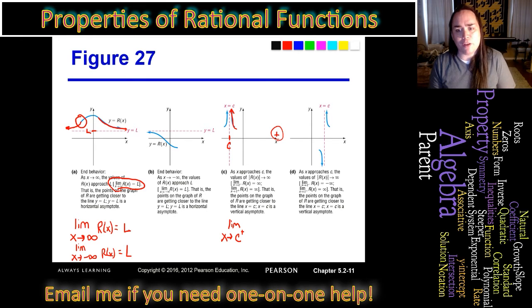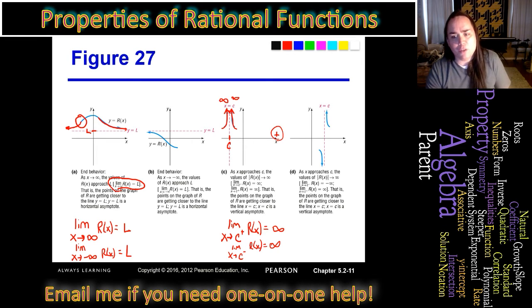Well, the y values are going up forever to infinity. So we say the limit of that function r of x as x approaches c from the right side, c plus, is infinity. What about the left side? What is the limit as x approaches c from the left side, the negative side? Well, we can see that it's also approaching infinity.